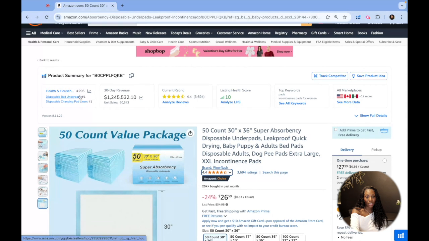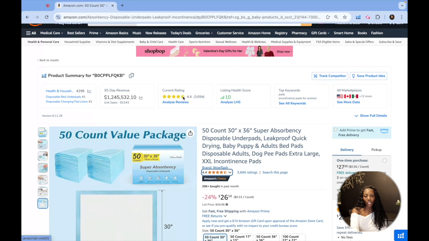Disposable bed underpads, this is number 1. Disposable changing pad liners, this is also number 1. Makes a lot of sense. They're selling over 50,000 units a month. And this is a $1.2 million a month product.